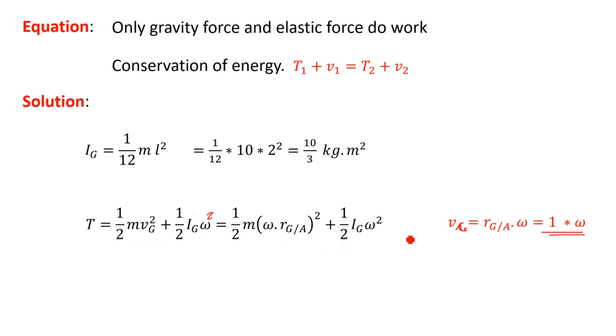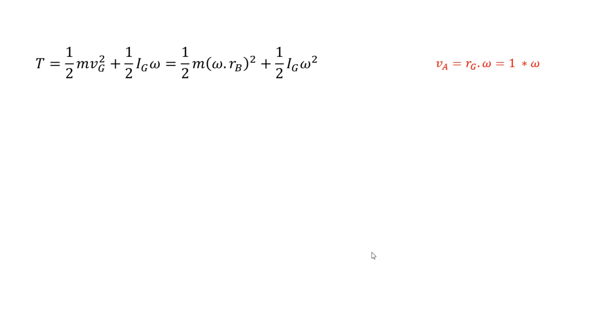Okay, so we can substitute the velocity in that equation to be this one, omega r. Now we have everything ready for us. We just need to substitute the value for the omega for the T1 to be equal to 0, and the omega 2 is unknown. So we can bring the equation to here.